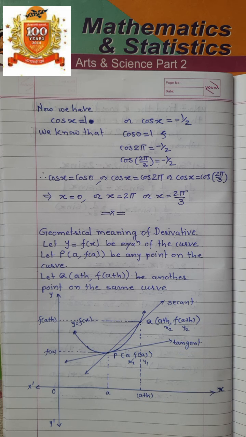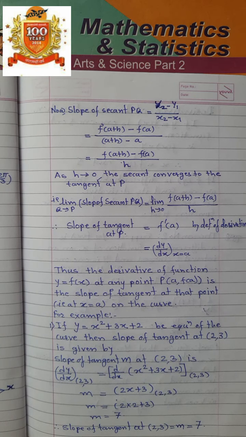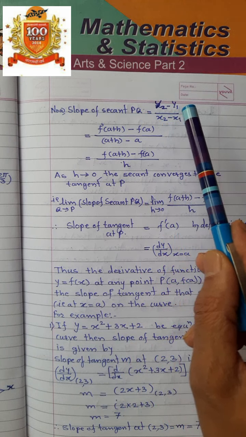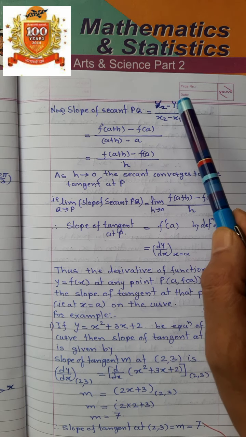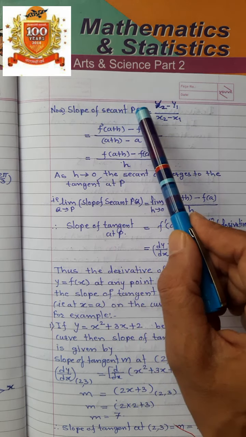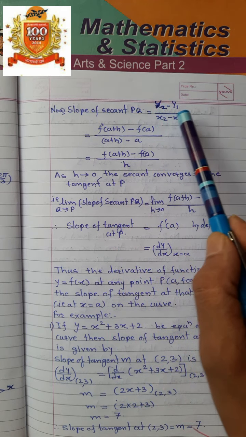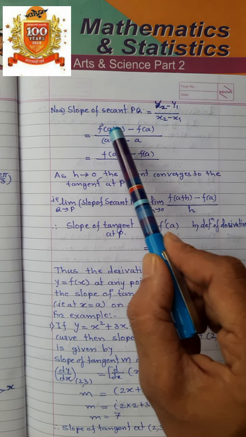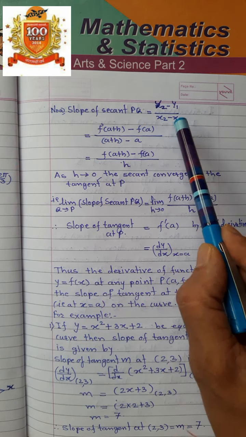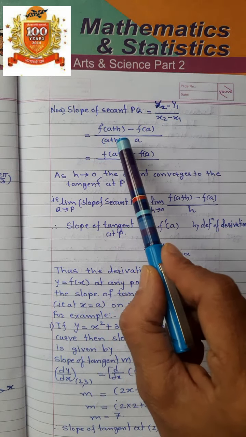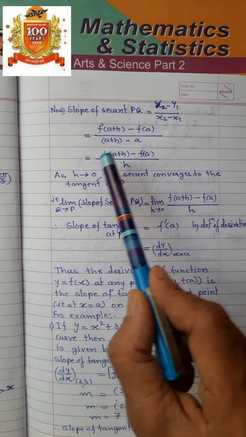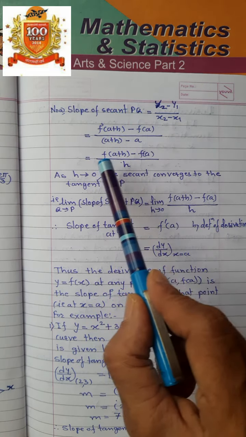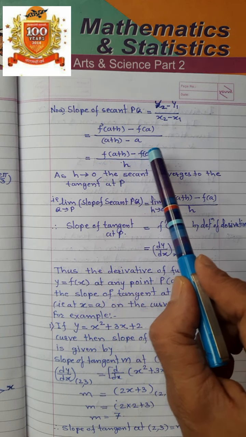Isn't it? Now slope of secant PQ is equal to, what is the formula of how we can find the slope? y2 minus y1 upon x2 minus x1. Now slope of secant PQ is equal to y2 minus y1 upon x2 minus x1. y2 means f of a plus h, y1 means f of a, x2 means a plus h only, and x1 means a. Put the values. Therefore we get slope of secant PQ is equal to f of a plus h minus f of a.